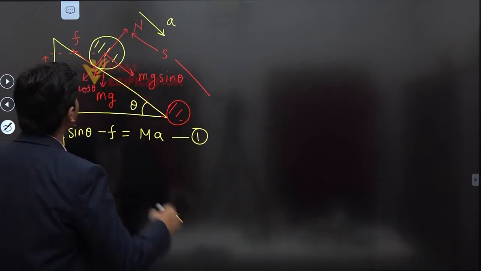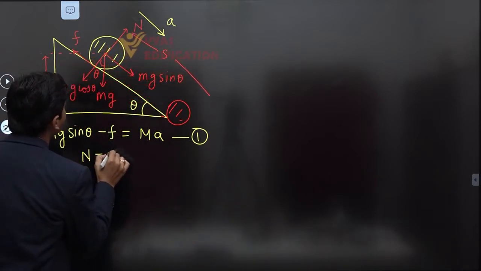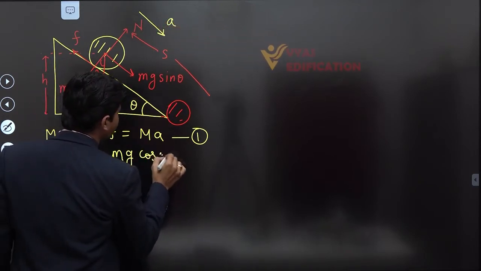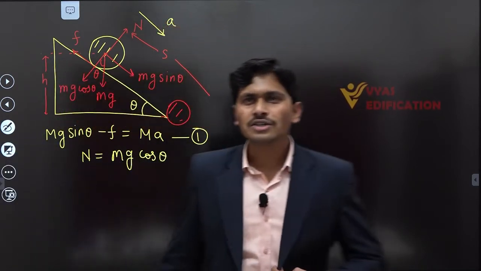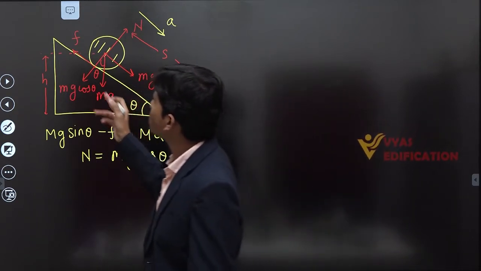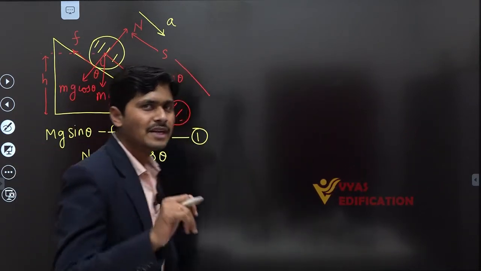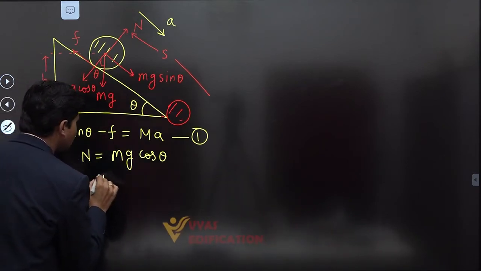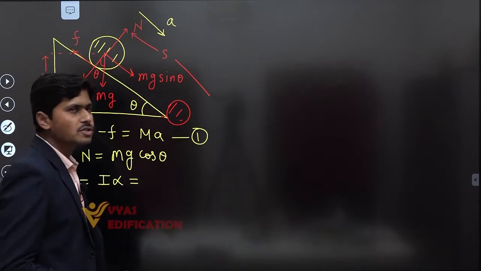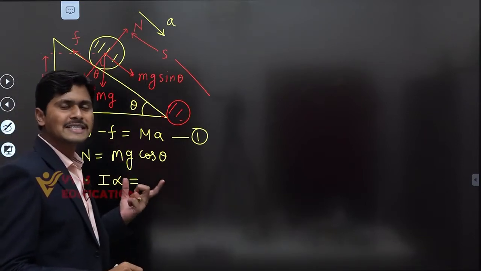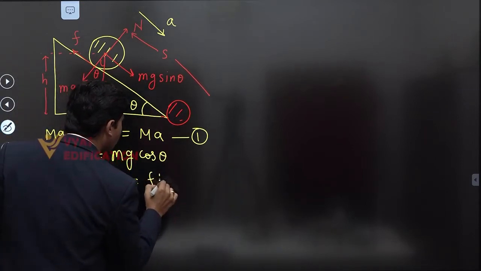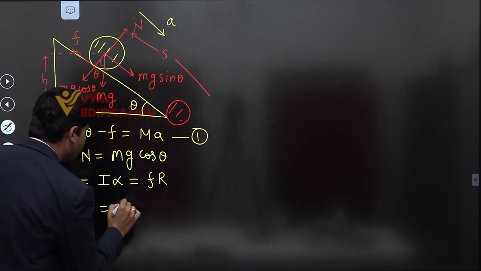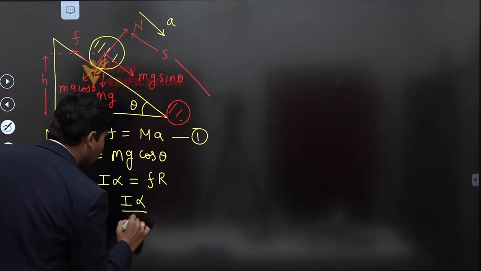Clear? We have one more equation: N equals mg cos theta. Clear? Now you can also see this body is rolling due to this friction. So can we write the value of torque? Yes. The torque is given by I alpha, or you can also say the friction force is providing the necessary torque, so friction force multiplied by R. Clear? So from here can we write the value of F? We can write it like this: I alpha divided by R.